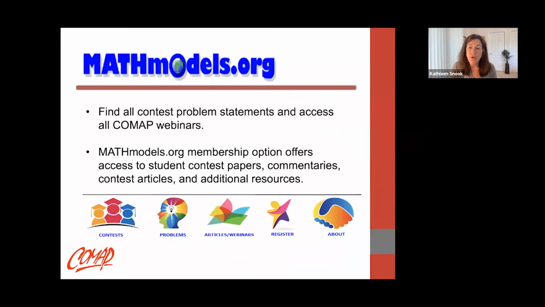The mathmodels.org site has some public information on it. For example, you can go there and find all of the contest problem statements since the contest started. You can access all COMAP webinars. So there's information webinars on all of the contests.